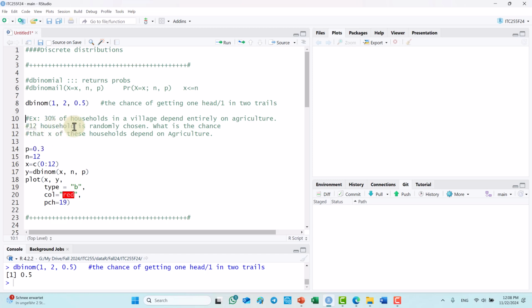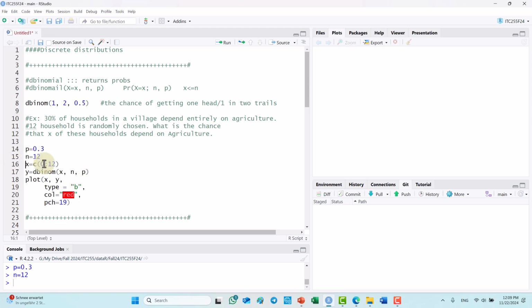12 households are randomly chosen. What is the chance that x of these households depend on agriculture? So the probability of success is 0.3. n is 12, so that is 12 households being chosen randomly.